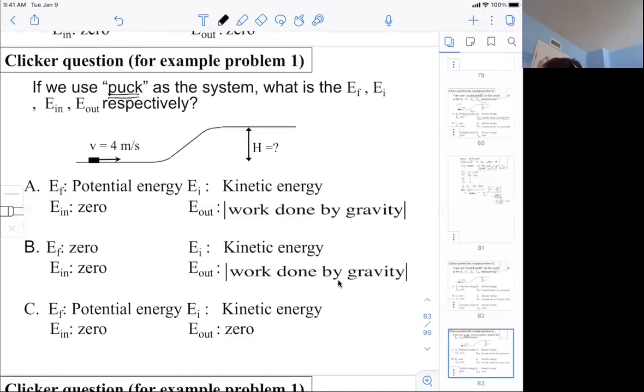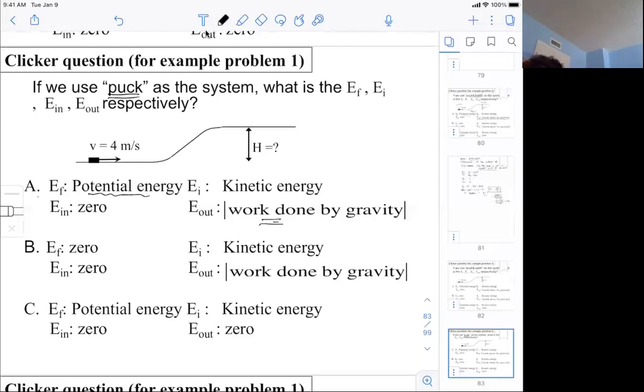So if we choose the puck as a system, how would you revise your different terms? Seems like we have a majority answer for A, and relatively equal between B and C. So if we don't include Earth in our system, can we talk about the gravitational potential energy? We have emphasized that if you want to have gravitational potential energy, you have to include Earth in your system. So if you only use the puck, you cannot talk about the potential energy, okay? You do need to think about gravity, right?